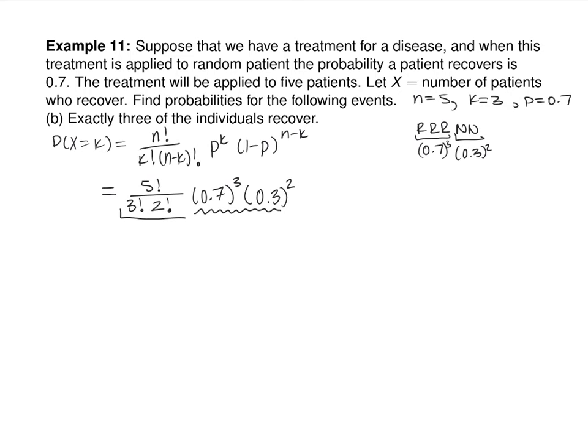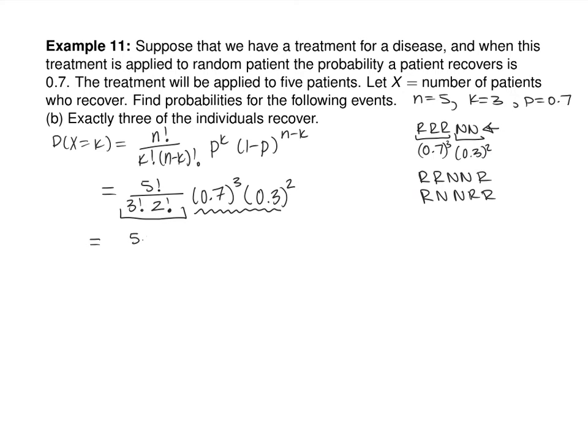What this number is doing is it's counting all the ways that you can arrange those recoveries and nots. You could have had first person recovers, second person recovers, next two don't, last one does. Could have had recover, not, recover, recover. And to count all the different ways to arrange those R's and N's that are special, this number does that.